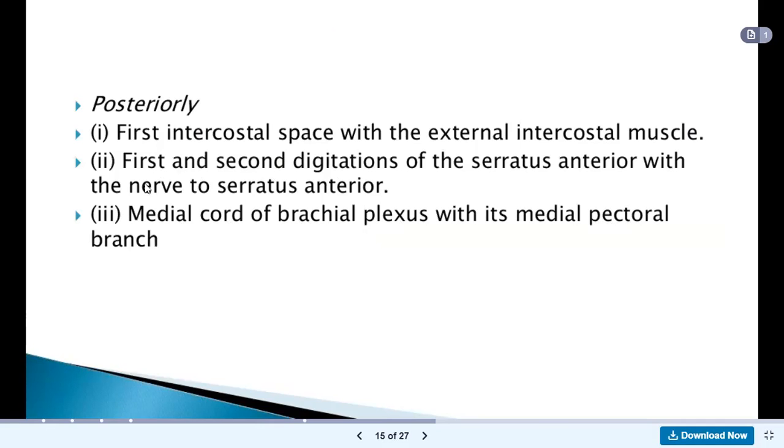So on the posterior aspect, the first part of the axillary artery is related to the first intercostal space with the external intercostal muscle, the first and second digitations of the serratus anterior muscle with the nerve to the serratus anterior, and then the medial cord of the brachial plexus with its medial pectoral branch.